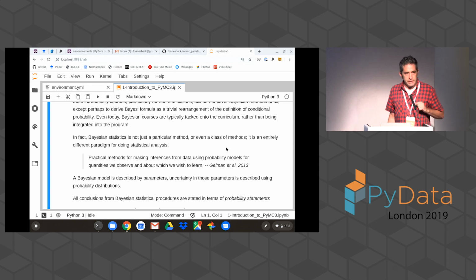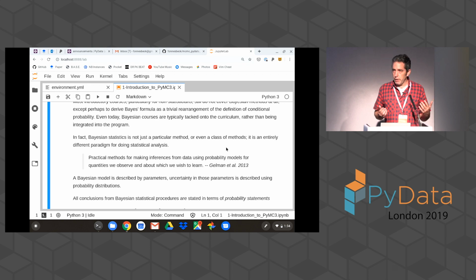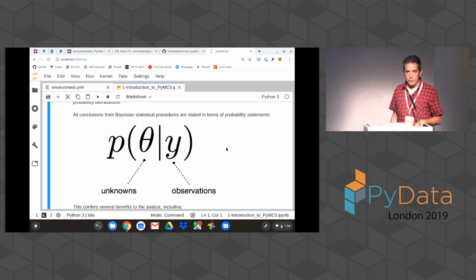But the definition of Bayesian statistics I really like is Andrew Gelman's definition: practical methods for making inferences using probability for things that we observe and about which we wish to learn. So the idea is, we're building probability models here, and we're motivated to do that a lot of the time because they can be more robust, because they account for general uncertainty from a number of different sources. So the key is that all conclusions from Bayesian analysis are stated in terms of probability. So it's probability in and probability out. So these probability statements are what you get.